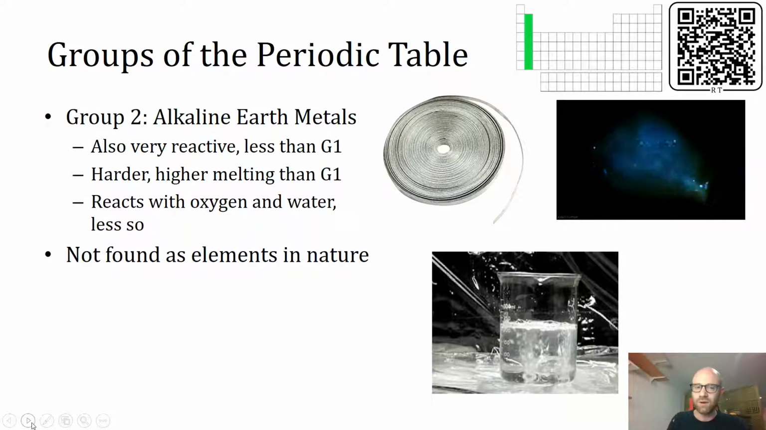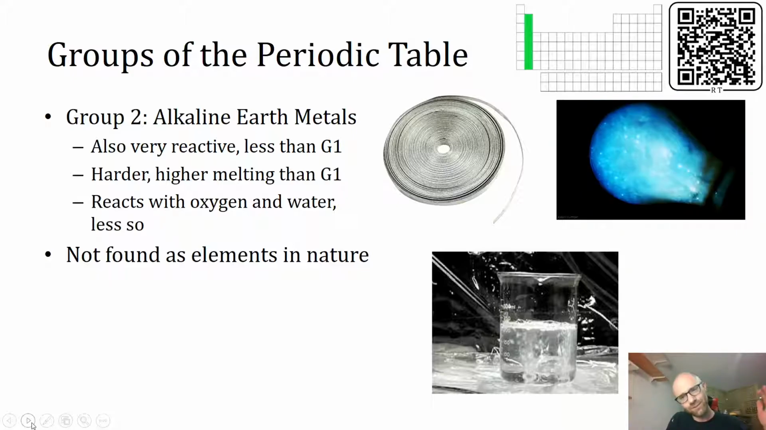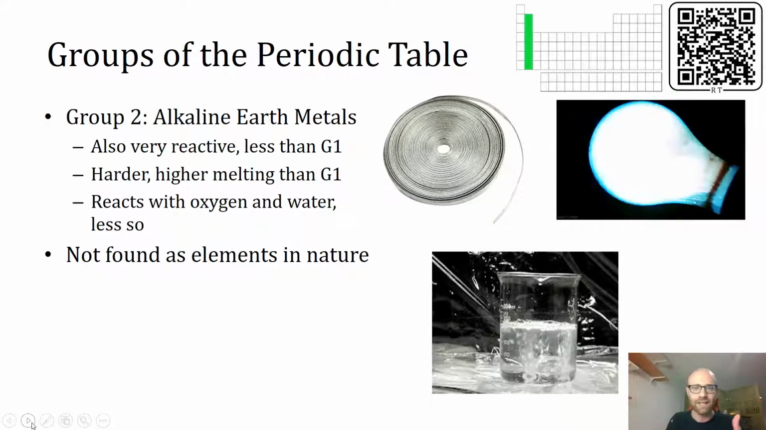For group 2, called the Alkaline Earth Metals, they're basically the same exact thing as group 1, just a little bit less so. A little less reactive, a little less soft. You can't cut these with a butter knife as easily. Still not found as elements in nature, though.